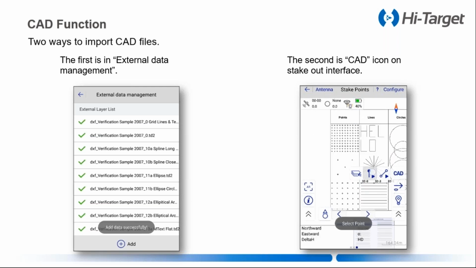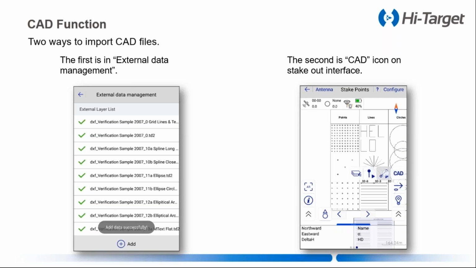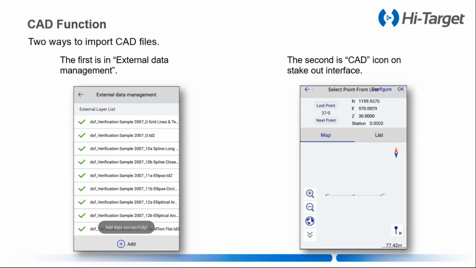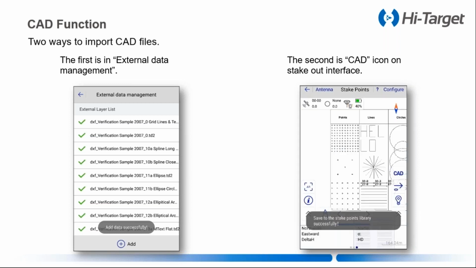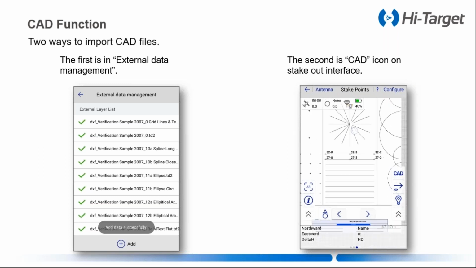And we can select the point from the map to do stakeout point. It's also we can select the line from the map. We can get the point on this line. As you said, we can get the stakeout point on the map.